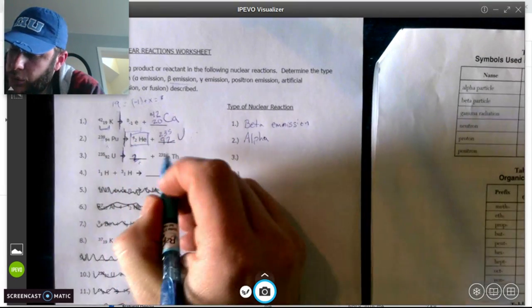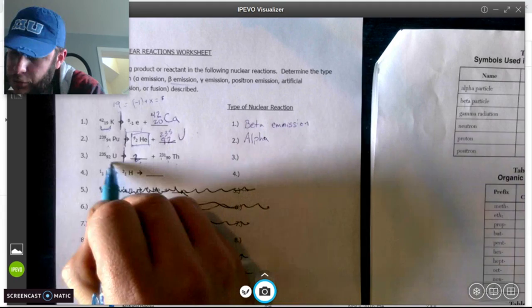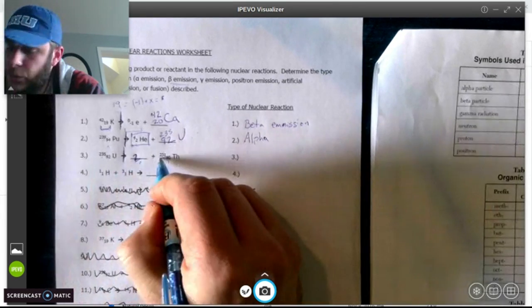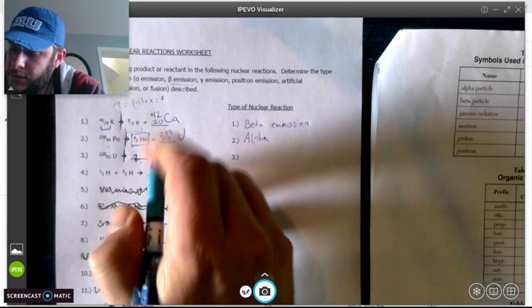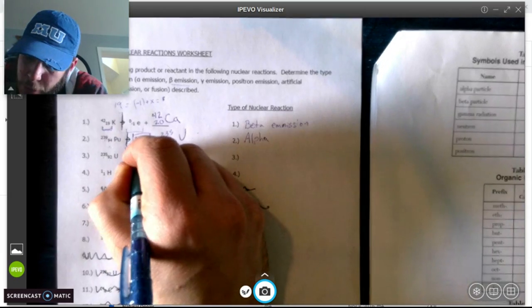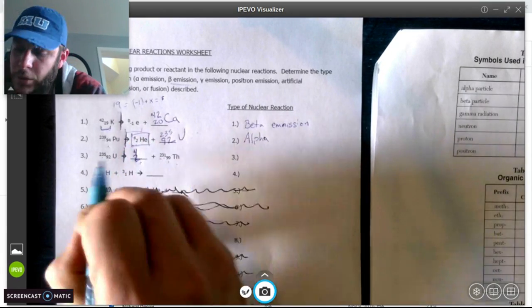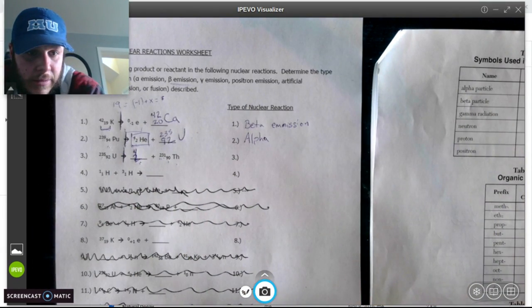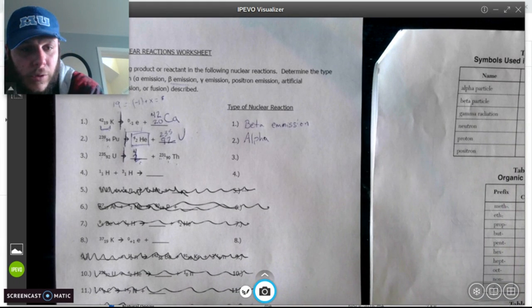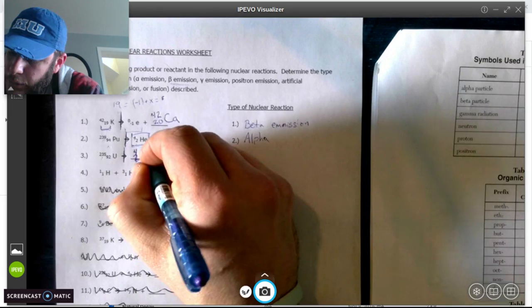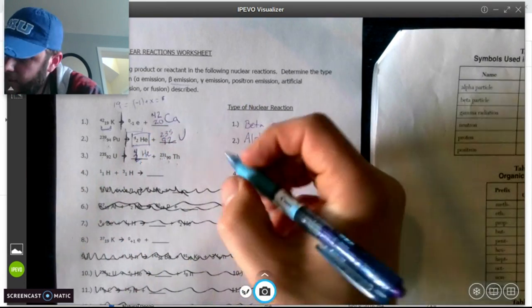I started with 235 mass. I ended with 231 mass. This particle must have a mass of 4 because 4 plus 231 is 235. So what particle has a mass of 4 and a proton count of 2? Well, that's an alpha particle again.